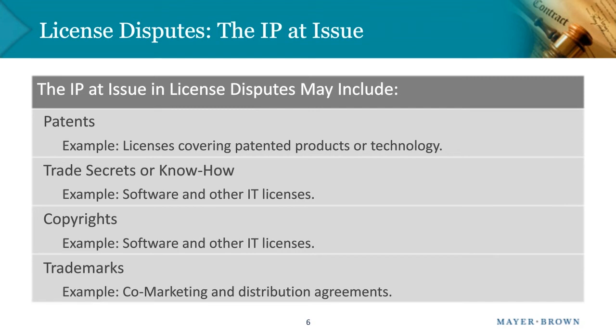So briefly, here's a list of some of the different types of intellectual property that may be at issue in a license dispute. As you can see, this includes patents, trade secrets, copyrights, and trademarks. It is possible to license any or all of these types of intellectual property, and wherever a license may occur, a dispute may occur.